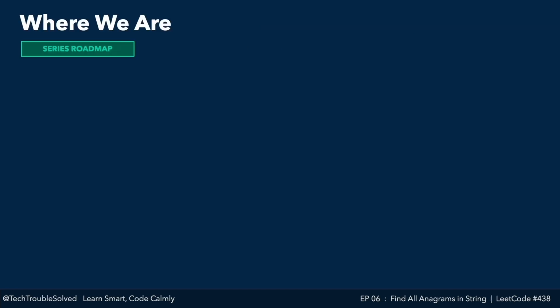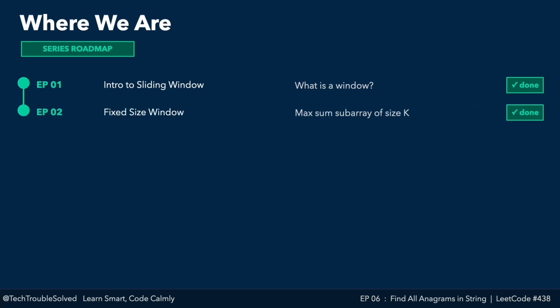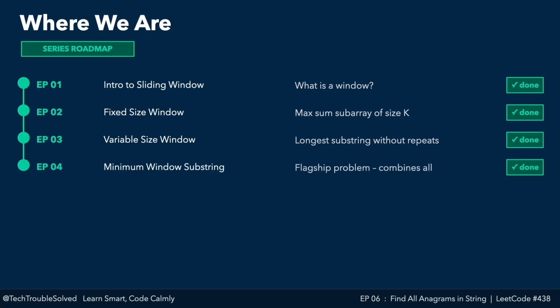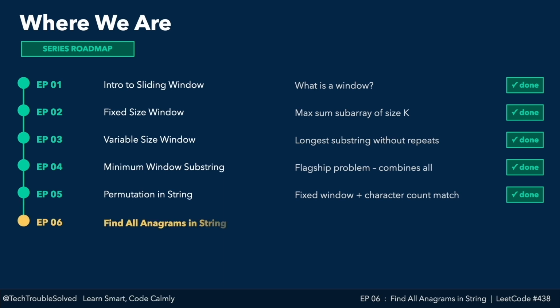Let's go. Before we dive in, let's just take 30 seconds to zoom out. Episode 1, what is a window? Episode 2, fixed size window, maximum subarray. Episode 3, variable size window, longest substring without repeats. Episode 4, minimum window substring, the hard one, the flagship problem. Episode 5, permutation in string, fixed window, character counts, true or false. All done. Today is episode 6, find all anagrams in a string.